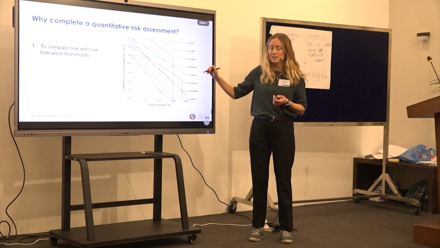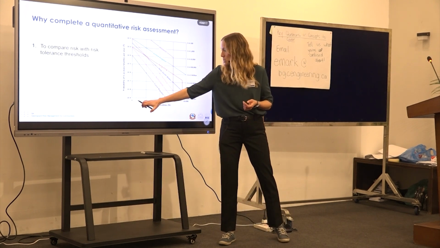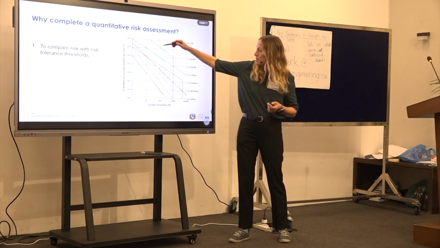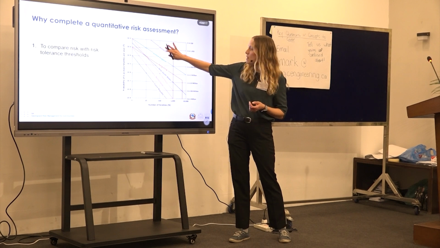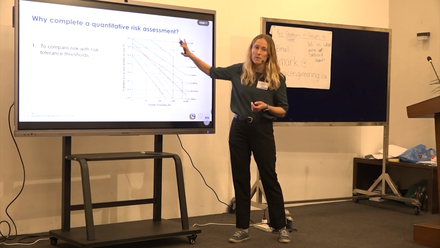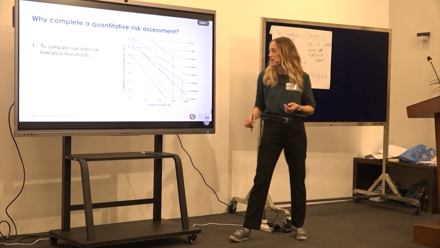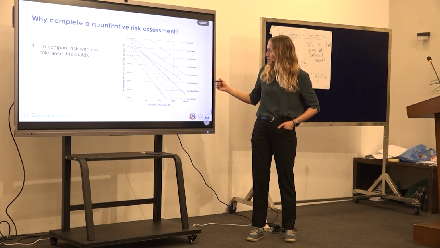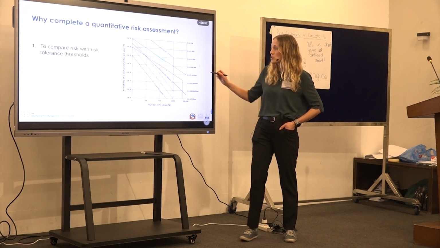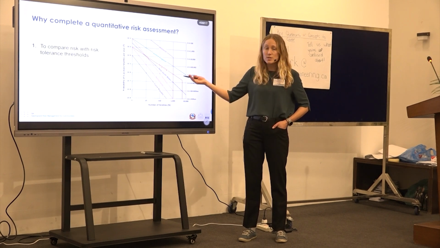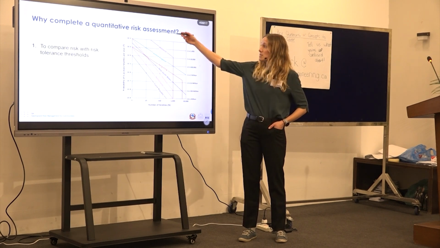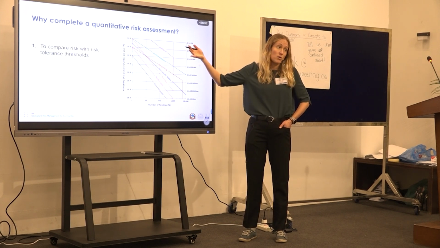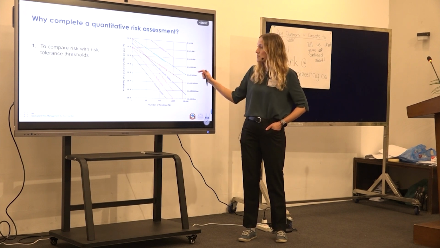There's many different lines. This graph shows number of fatalities and then the probability of fatalities. And there's different lines showing sites that plot above would be unacceptable, sites that plot below would be acceptable. This is a tool that exists in some places. So if you are working in a place where there are risk tolerance thresholds, that's a reason to complete a quantitative risk assessment because you need to be able to demonstrate whether you're meeting those objectives.